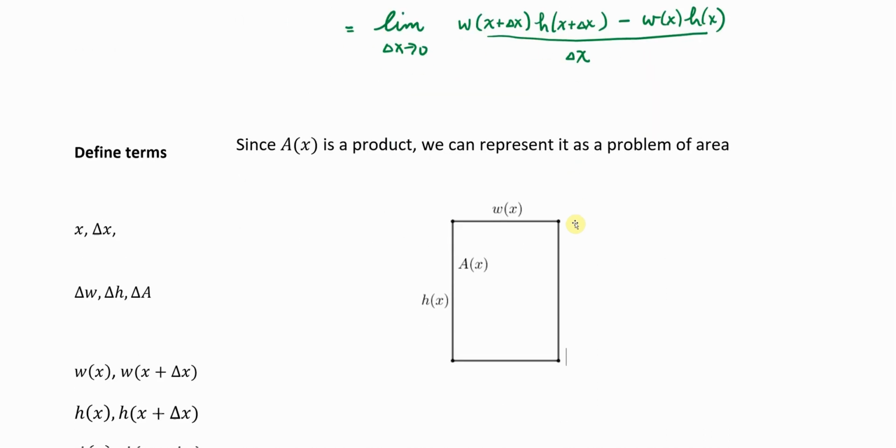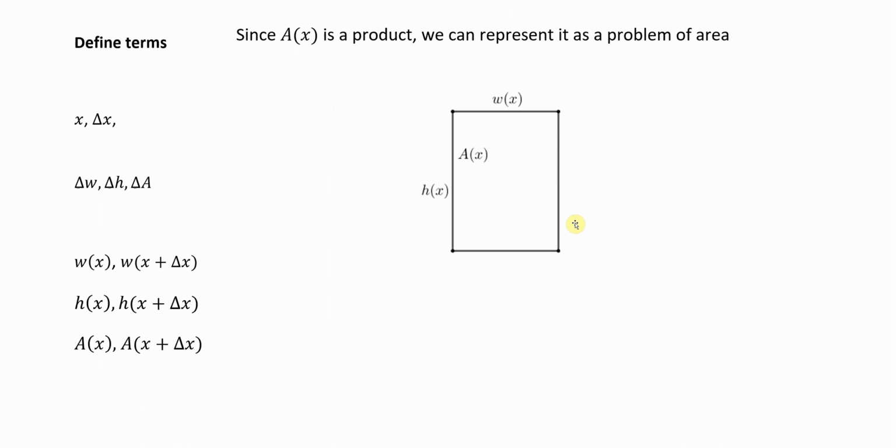But if you think of this, a of x is a product, and so we can just represent it as a problem of area, where a is the area of a rectangle, w is the width of the rectangle, and h is the height of that rectangle. And x versus delta x, you can think of this as time, right? So you can think of x as current time, and delta x is some small increment of time, so a small change in time.